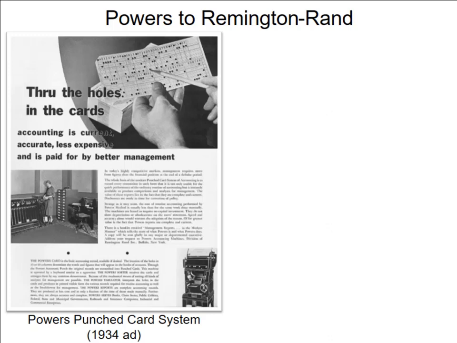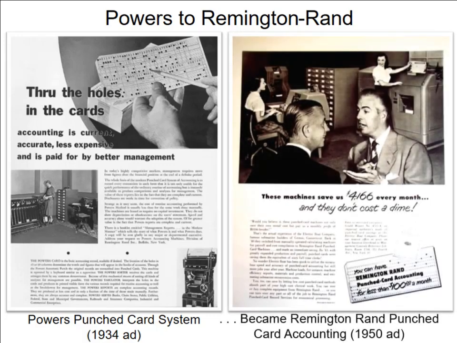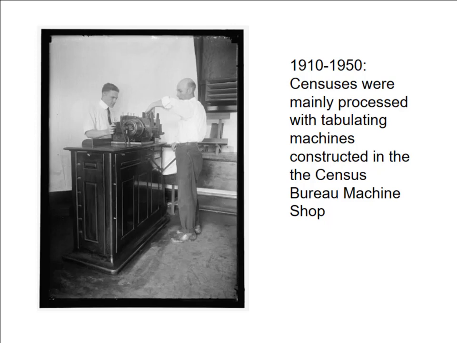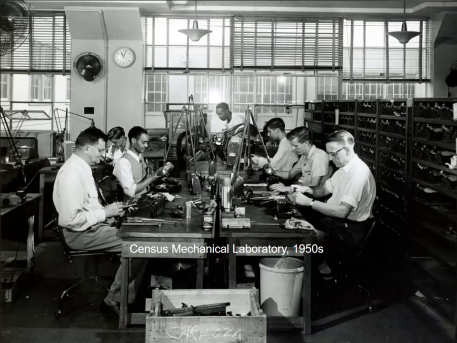This is an ad on the left for the Powers punch card system. It became the Remington-Rand punch card system in 1950. So from 1910 to 1950, the census was primarily done on machines that were actually built in the Census Bureau, in the Census machine shop. It had different names. It eventually got called the Engineering Division. Here's a 1920 card sorter.